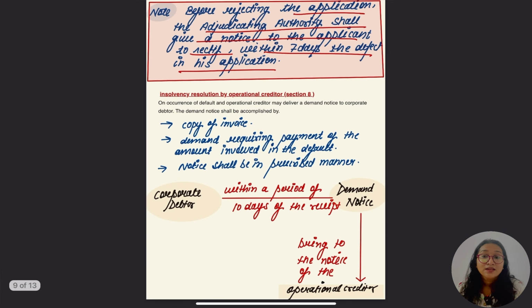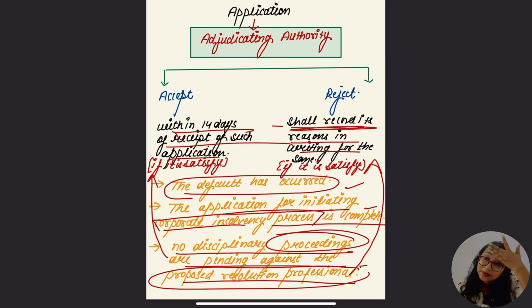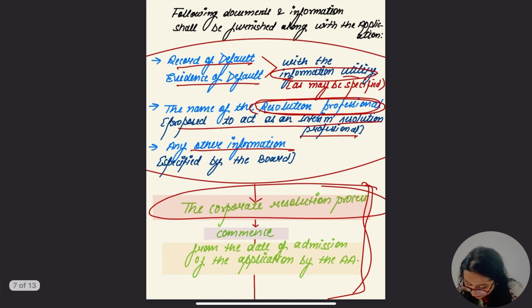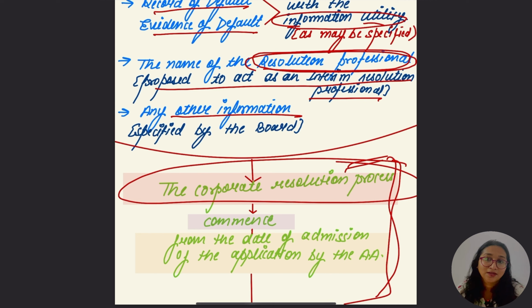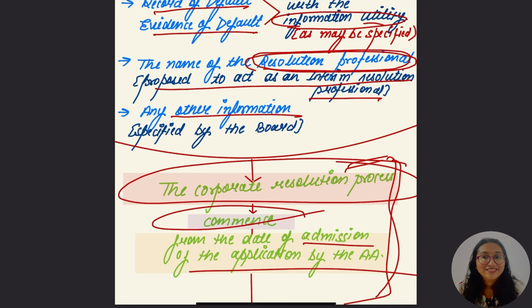Once the application is actually accepted by the AA, what is going to happen? The commencement of the corporate resolution process is going to happen. It's going to commence from the date of admission of the application by the AA. Hope this point was also clear to you.